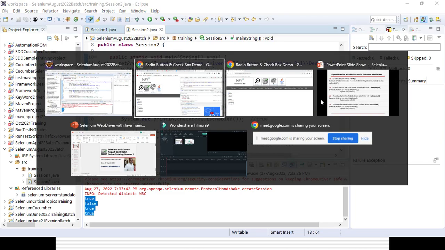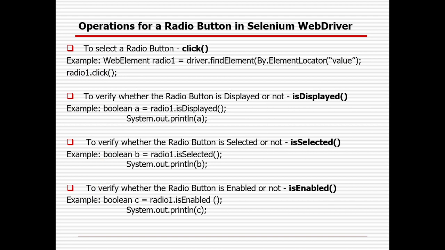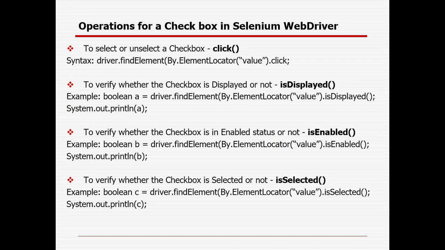So for the radio button, same thing, and for the checkboxes also same thing, but for the checkboxes you can select or unselect it. If you want to select it one time, and if you want to unselect it, you again need to select it, so that it will automatically be unselected. So any questions? Yeah, sorry.